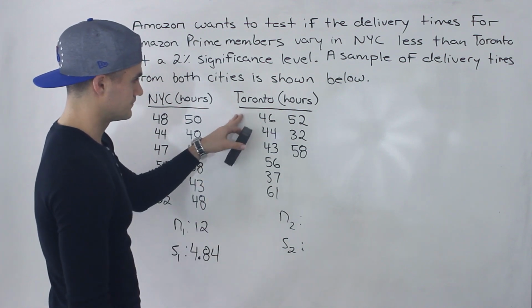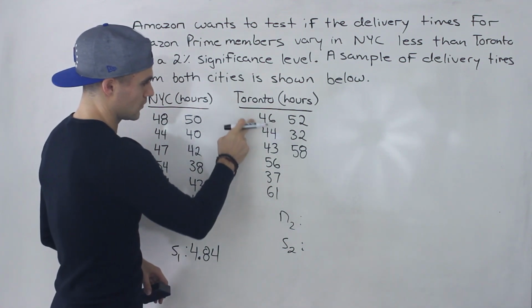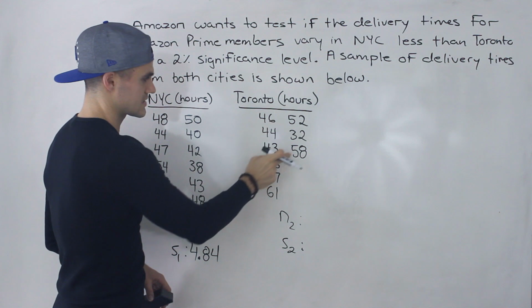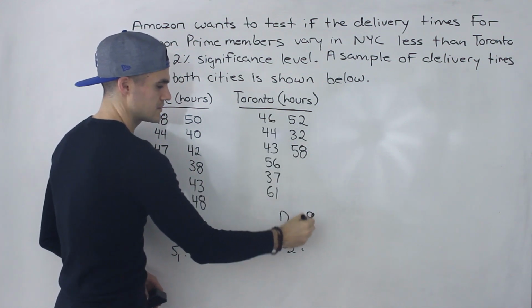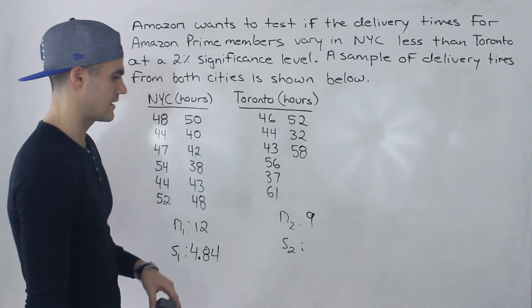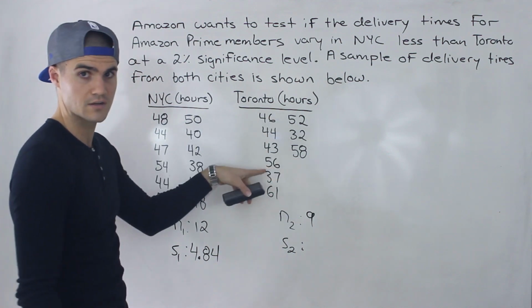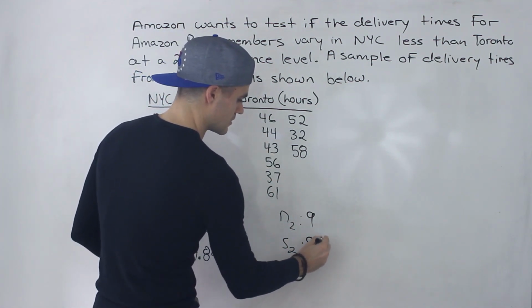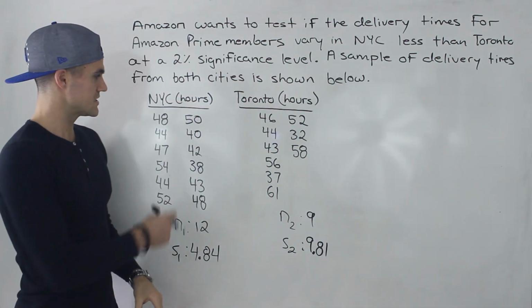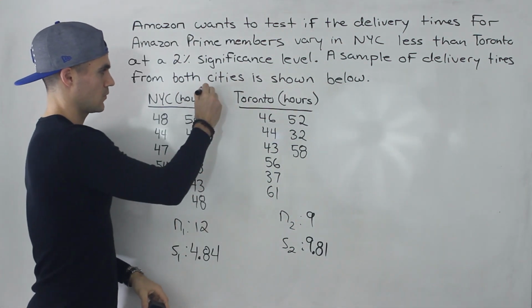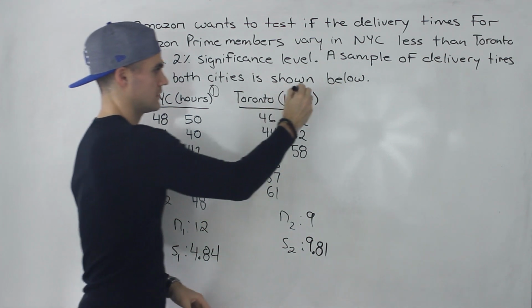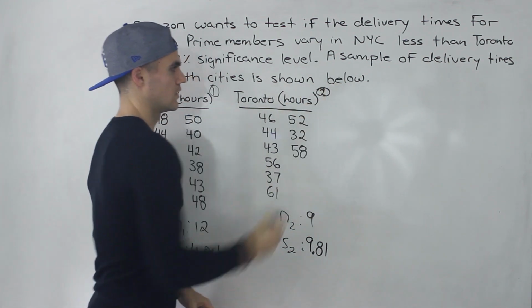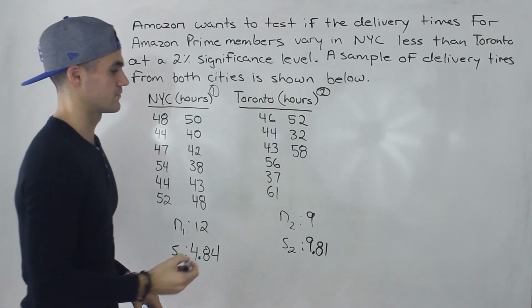Right? And then here, how many observations are there? 1, 2, 3, 4, 5, 6, 7, 8, 9. Right? So N2 would be 9. And then if you were to calculate the sample standard deviation here, you would end up getting 9.81. So notice that NYC, we let that be population 1, and then Toronto, we let that be population 2.